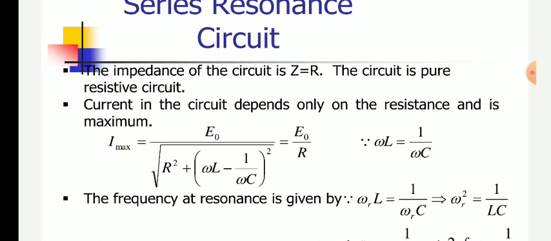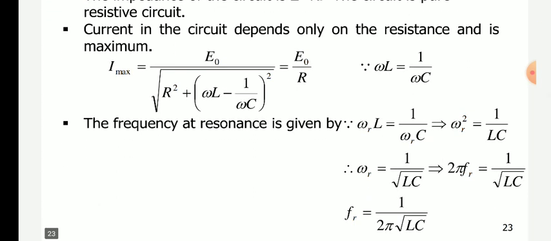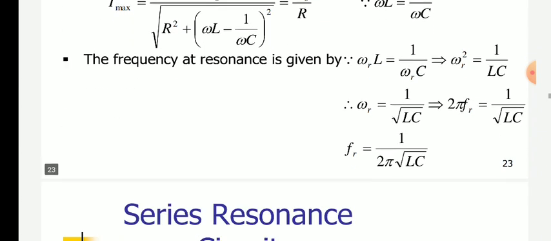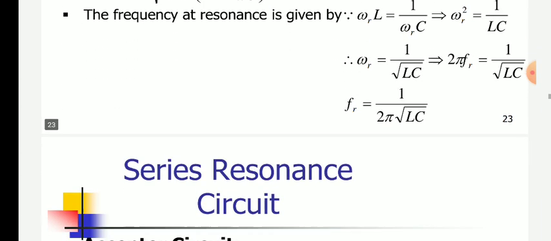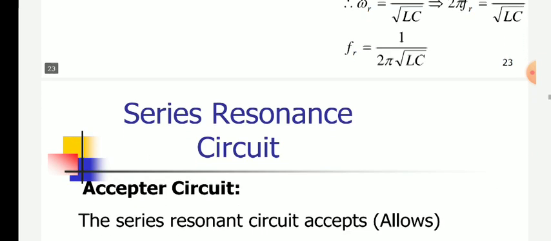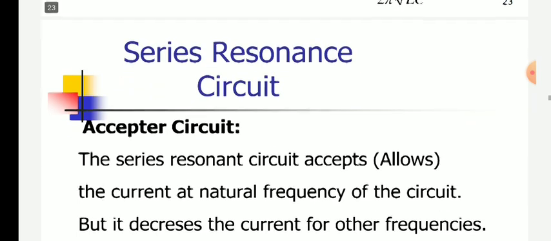The frequency at resonance is given by omega R into L is equal to 1 over omega R into C, or you can write omega R whole squared is equal to 1 over LC. So therefore, on simplifying that, the resonant frequency FR is equal to 1 divided by 2 pi square root of L into C.